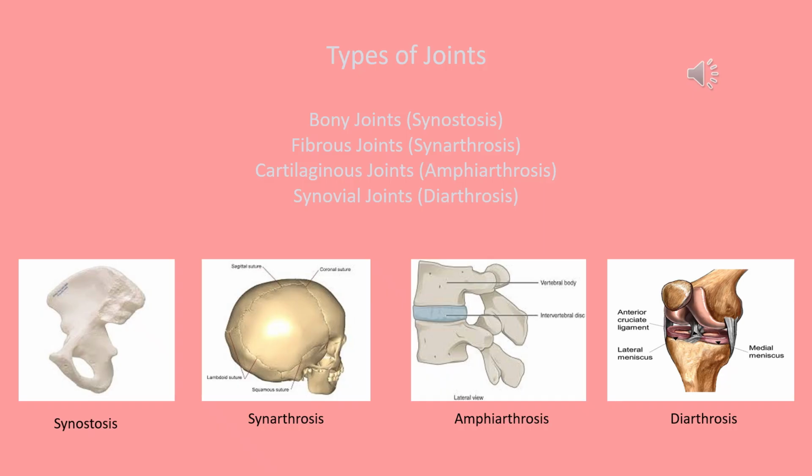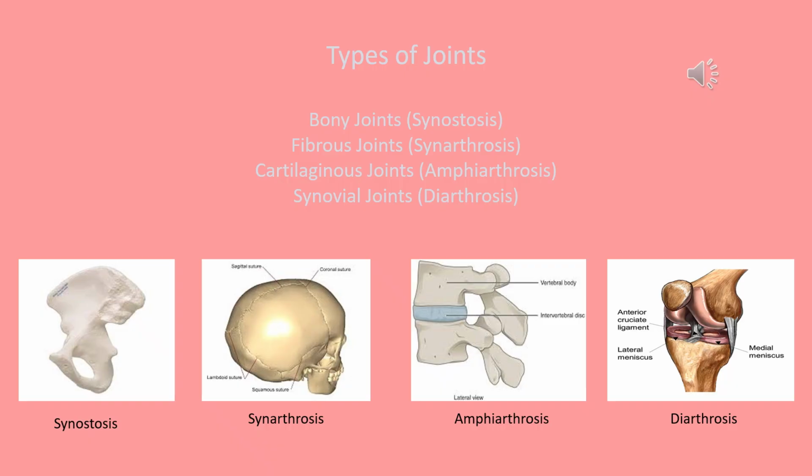Number 2, the fibrous joint or the synarthrosis. There are three types of these. The one shown in the picture is called a suture joint. The bones of the cranium are held together by sutures. Those are very short and tight collagen fibers that hold the bones together. There is no range of motion between those bones, obviously.